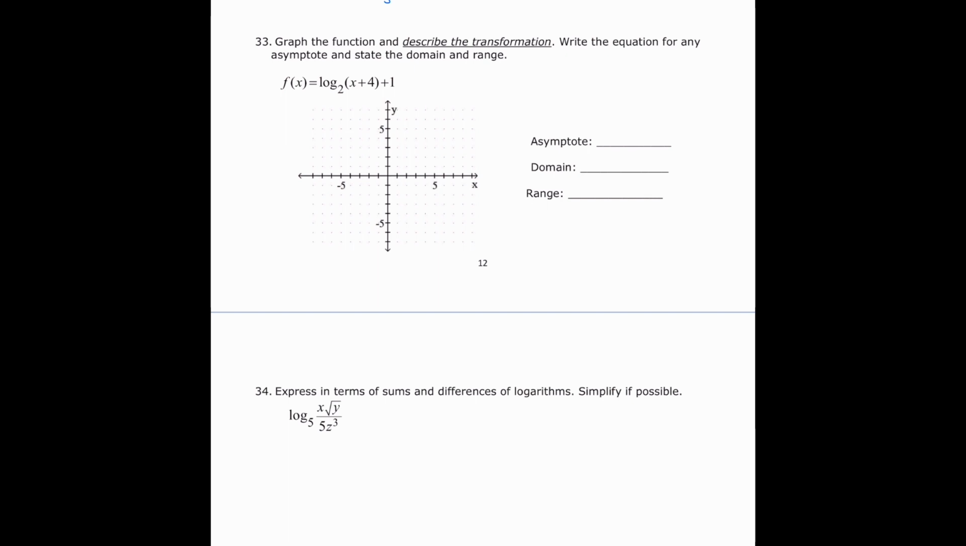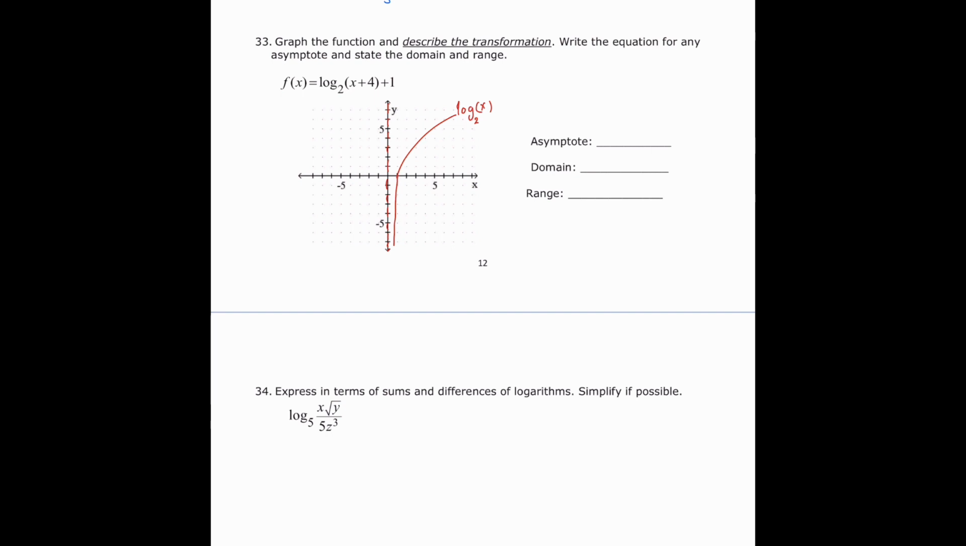Number 33, graph the function and describe the transformation. Write an equation for an asymptote and state the domain and range. Because we have the logarithmic function, the parent logarithmic function is going to have the y-axis as an asymptote. And the parent function for logarithms is going to look like that. So log of any base, let's say log base 2 of x, is going to look like this. So that is the parent function.